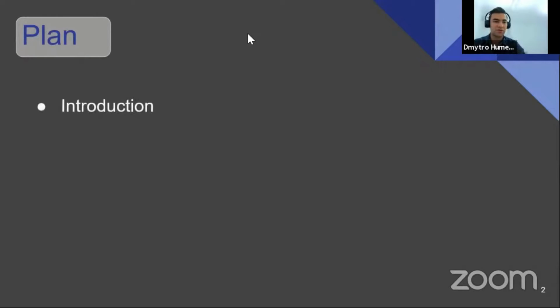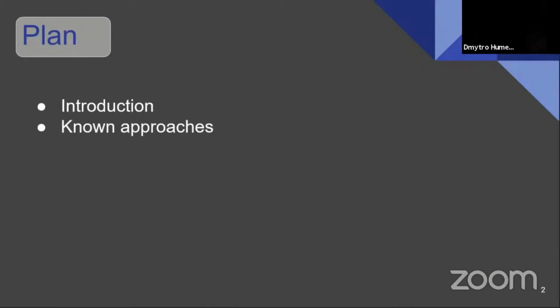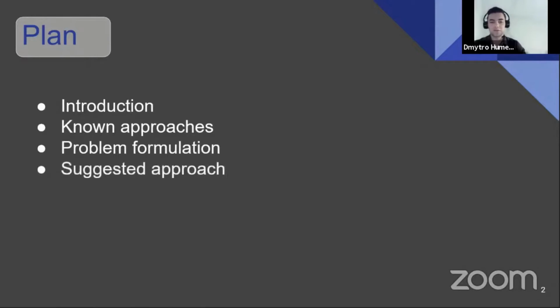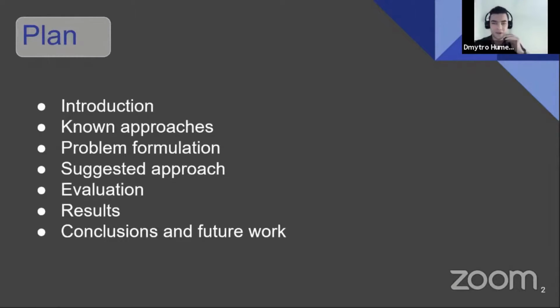So here is a brief plan of my presentation. In the first place, I'll introduce the topic of self-driving cars and the known testing approaches. Then I'll present the problem of testing autonomous cars, and the limitations of the known approaches. I'll present our approach, our evaluation strategy and the results we got, and conclude and finalize the work.